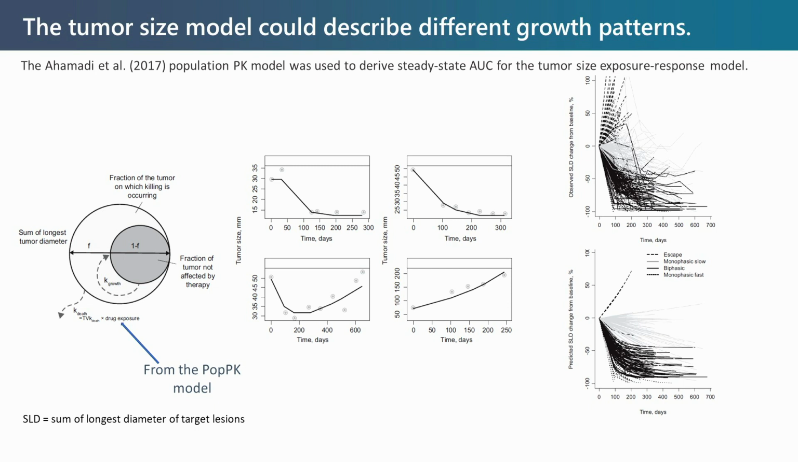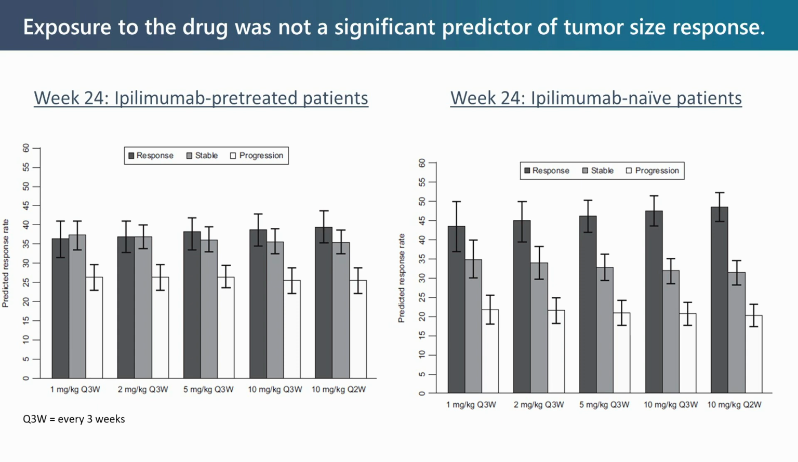And the set of graphs on the right display changes from baseline in tumor size over time, with observed data shown at the top and model predicted values shown at the bottom. These two sets of graphs demonstrate that the model was able to capture different types of tumor growth patterns and thus can be considered to be robust. Model-based simulations were then used to predict the rates for different categories of response, specifically disease progression, stable disease, and response. Response being defined as a tumor size reduction of 30% or more from baseline.